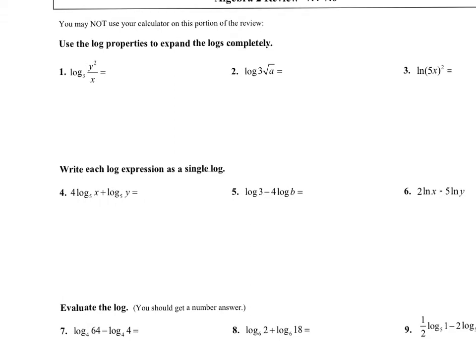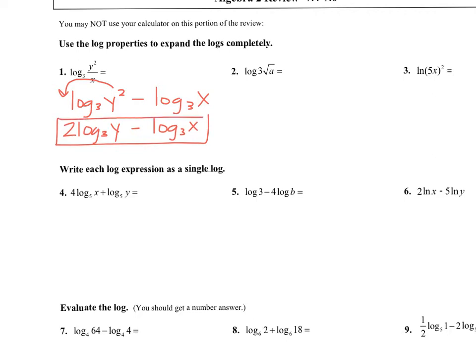So you could break it up like this if this helps you to see it. Log base 3 of y squared minus log base 3 of x, but you need to move this out front still. So it's going to be 2 log base 3 of y minus log base 3 of x. Questions on that? Are you getting the hang of this exponent moving out in front? We see that a lot, right?